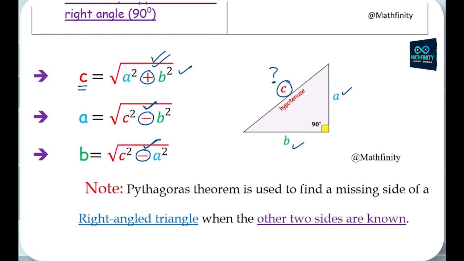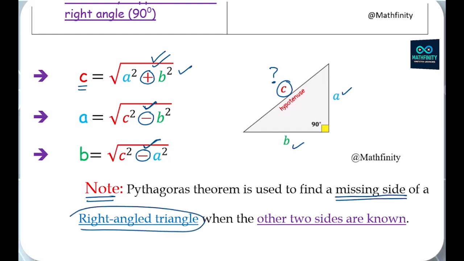One more important point I wrote as a note: Pythagoras theorem is used to find the missing side of a right angle triangle. Only a right angle triangle. You cannot use Pythagoras theorem in any other triangle. If two sides are given and we have to calculate the third side, then we will use the Pythagoras theorem. Hopefully guys, you understand the basic idea of in which situation we have to use addition and subtraction. Let me solve past paper questions, then you will get more idea.